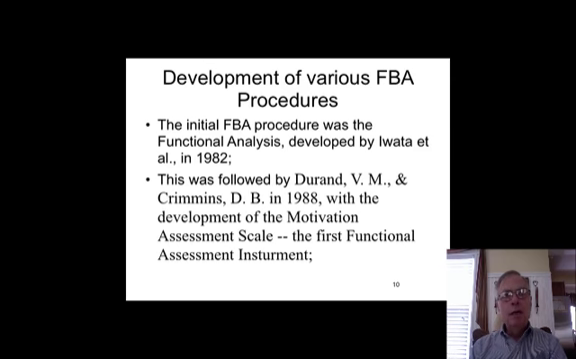Now, when we studied the history of behavior analysis, we certainly noted that some ABC procedures were being used by others much earlier than 1982, but they weren't really thought about as a diagnostic, structured way of identifying maintaining reinforcers. The Iwata study was, in fact, the first of its kind in that regard. This was followed in 1988 by Durand and Crimmins when they developed the motivational assessment scale. This is the first functional assessment instrument.